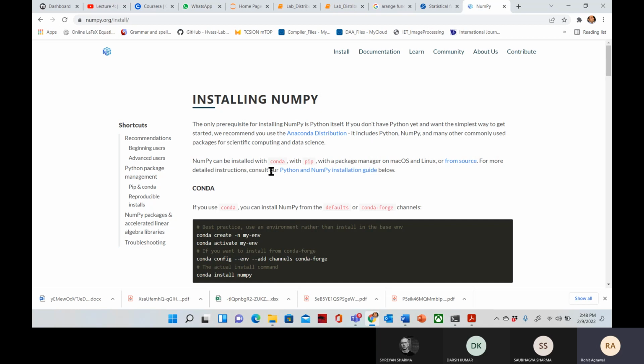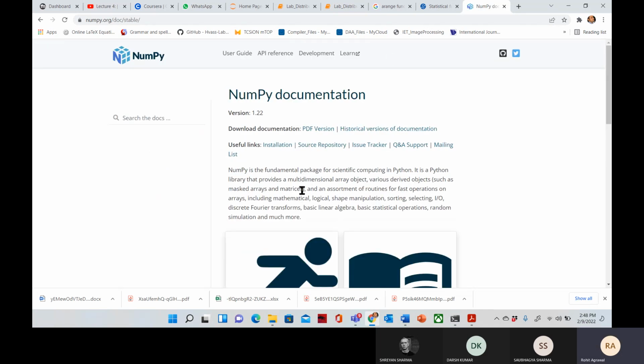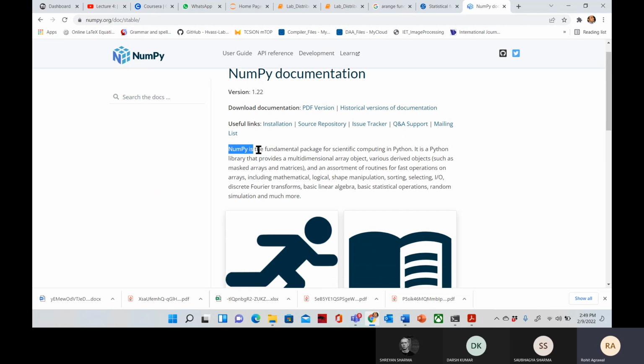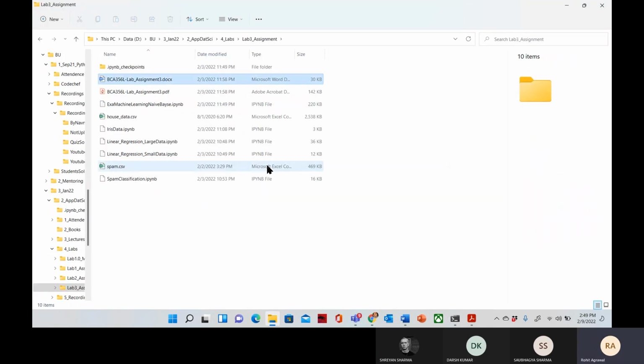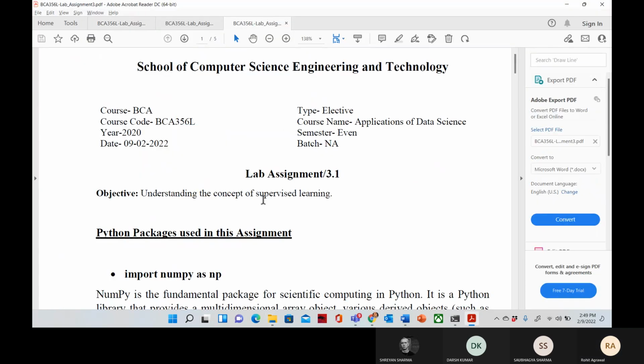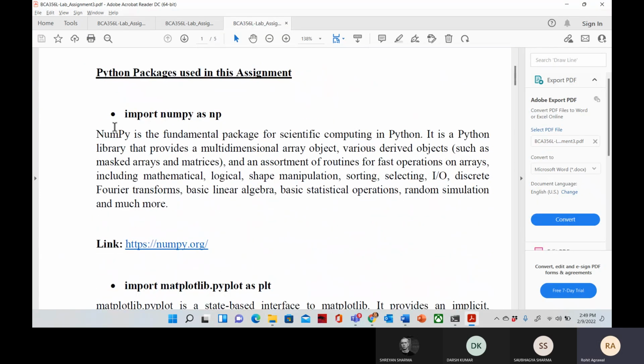If you are using Conda, most of the packages are already downloaded in the Anaconda distribution. It depends on which Python distribution you are using, so you can check your system as well. NumPy is a fundamental package for scientific computing in Python. In the notes I have also written this, which I have already created for you.